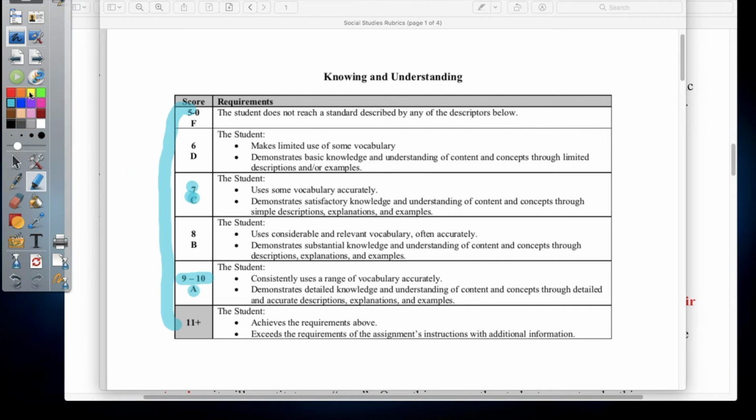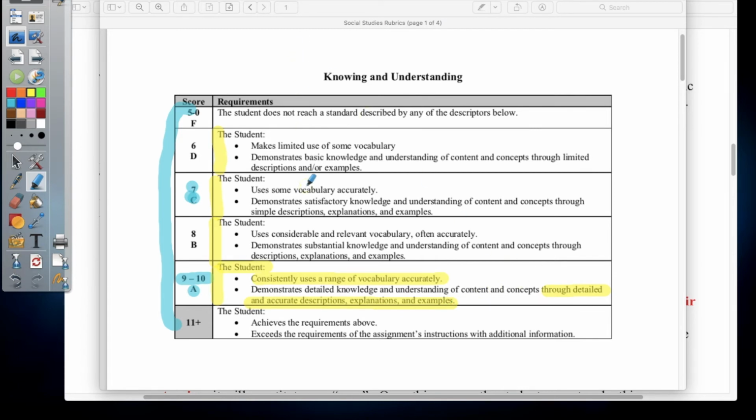Now over here on the right hand side, in yellow, this column tells you exactly what you need to do in order to get those scores. For example, if you want to get 100% on a knowing and understanding requirement, it says the student, for example, consistently uses a range of vocabulary accurately. So that's one way you get 100%. The student demonstrates detailed knowledge and understanding of content and concepts through detailed and accurate descriptions, explanations, and examples. All right, that's how you would get 100% on an assignment.